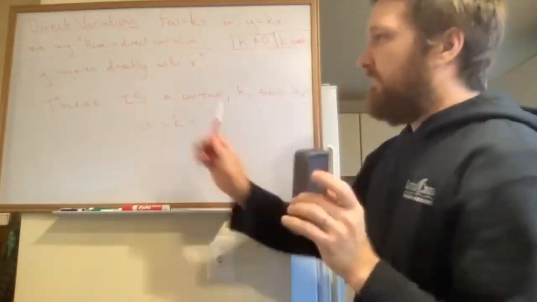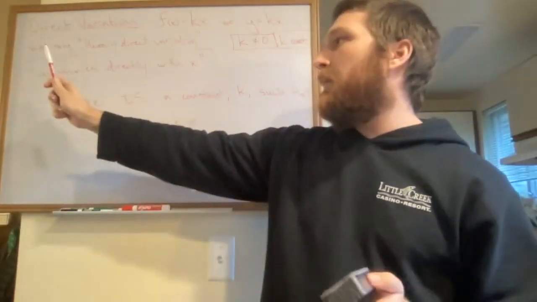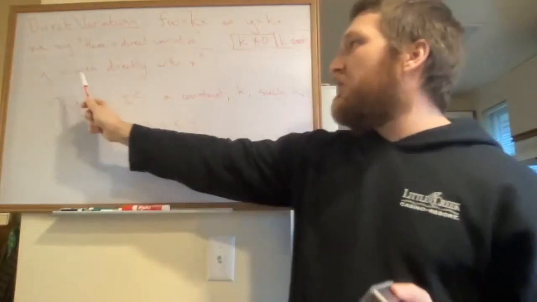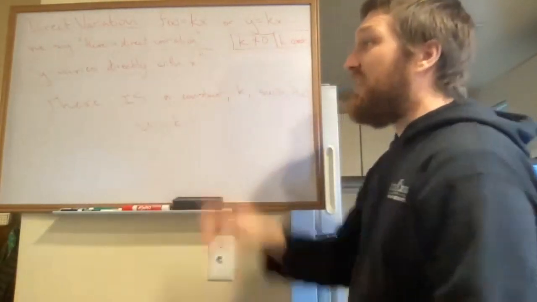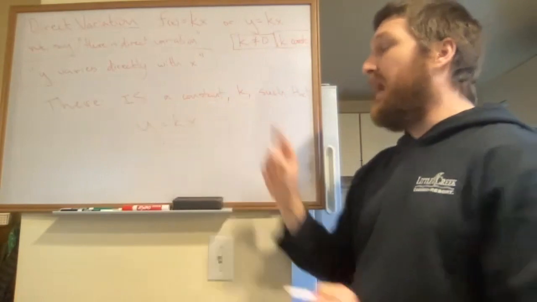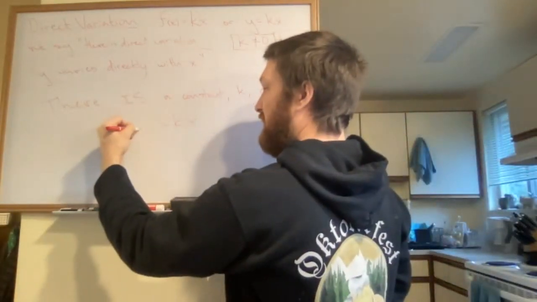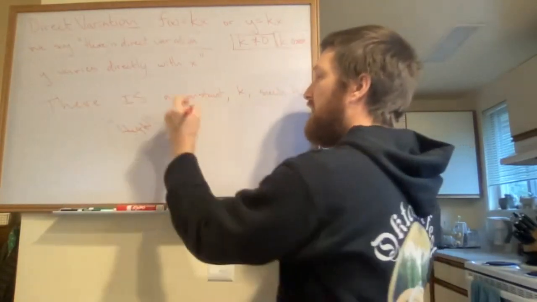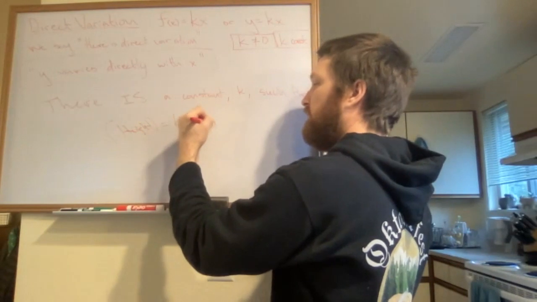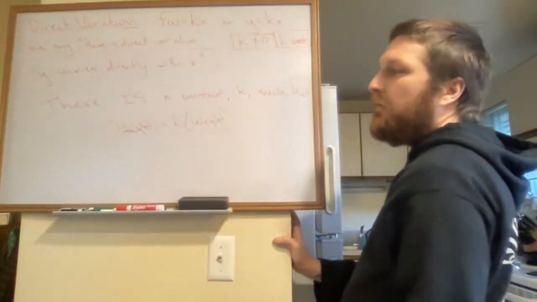So in other words, the big takeaway is if you ever hear something like height varies directly with weight, then what that means is there is a constant k such that height equals that constant times weight. Or whatever that happens to be, okay?